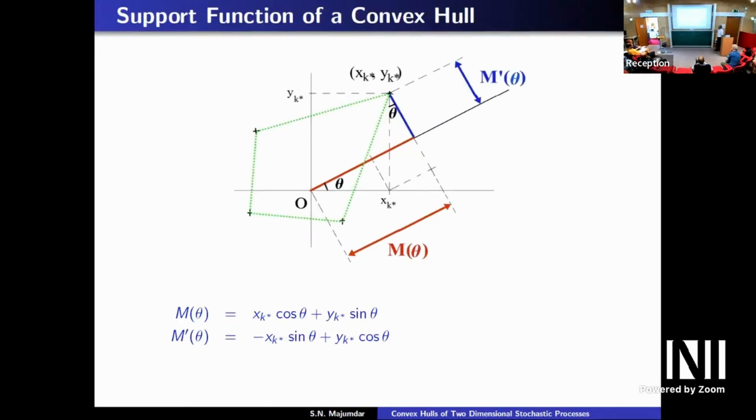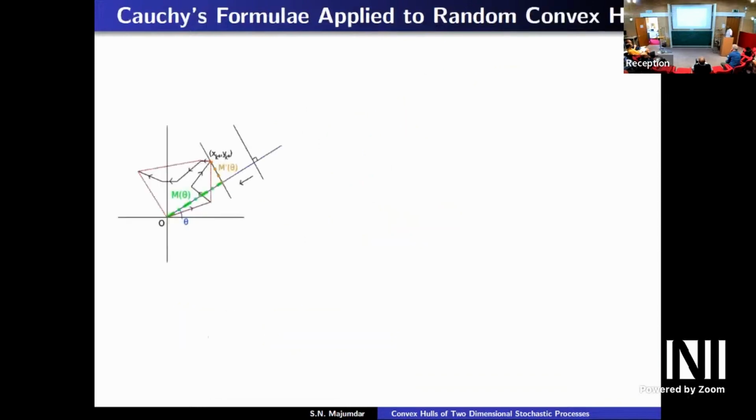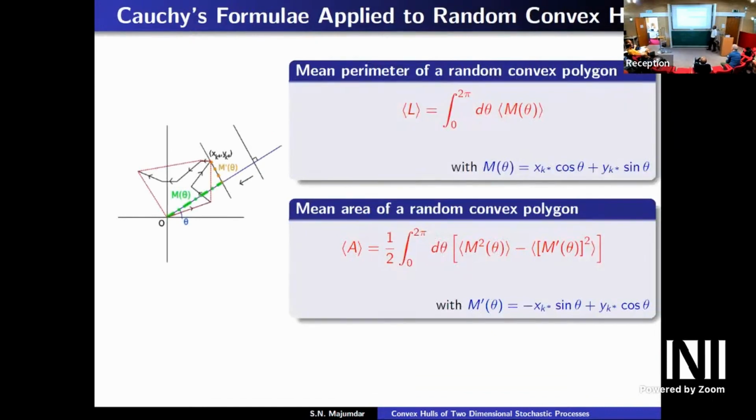Once you have that, it has a nice physical interpretation. M theta is this distance, and M prime theta, which I need for the area formula, is just the perpendicular distance of that. All right. And the point is that since Cauchy's formula holds for every possible convex curve, I can actually take an average here. If I take an average, that will be the average of M of theta, and similarly the average area will be the average of these objects. And M theta is therefore just x k star cosine theta plus y k star sine theta. So geometrically you can see this is the M theta, this is the M prime theta, and I just have to compute these objects.